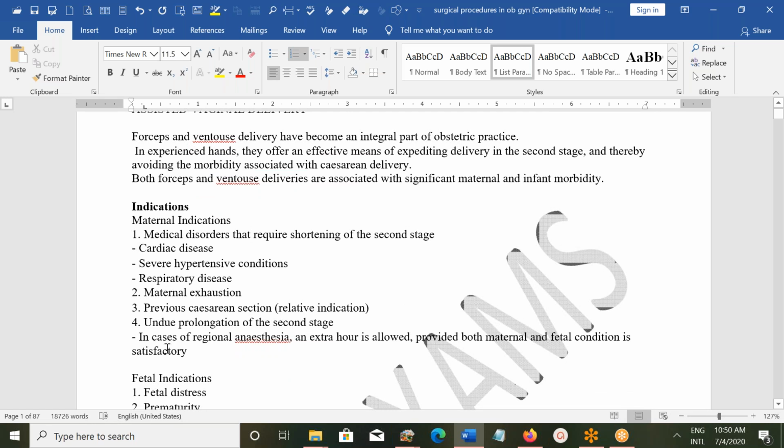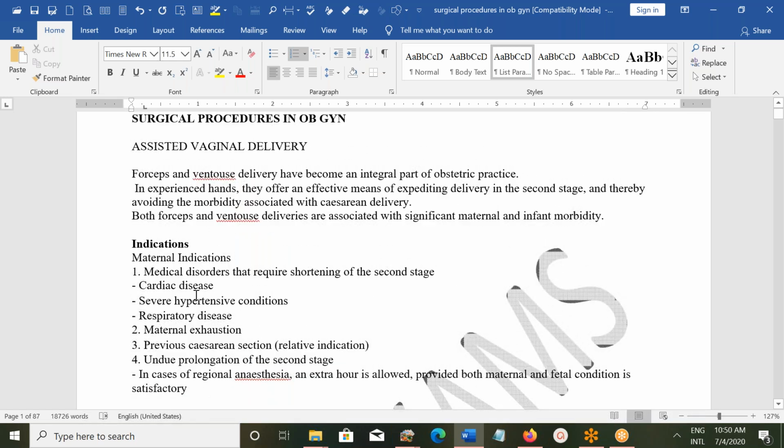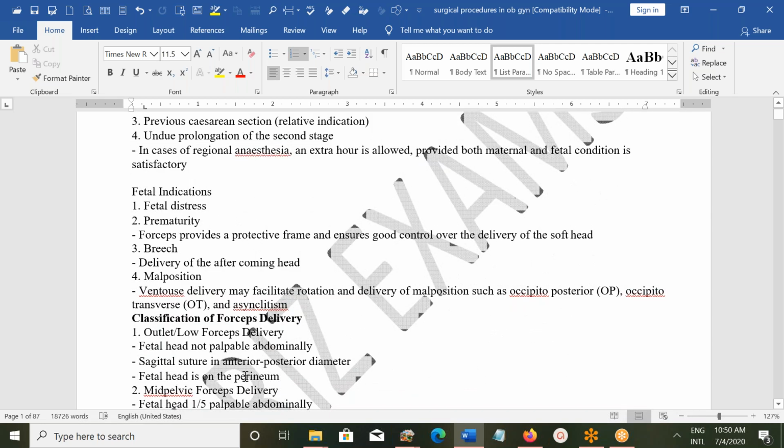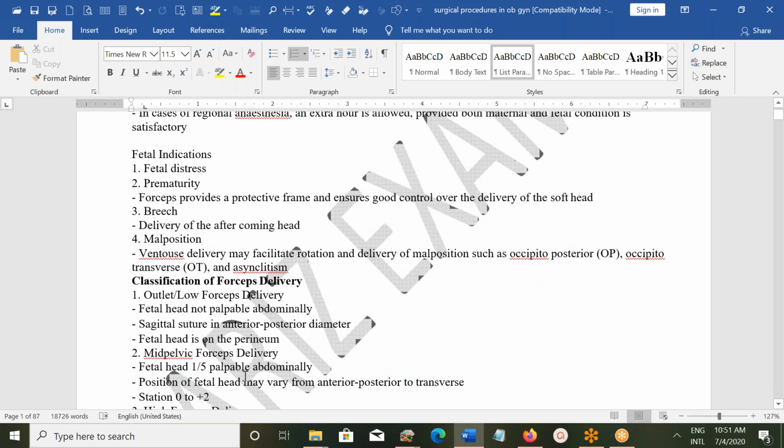Indications can be maternal or fetal. Maternal indications are if she has medical disorders that require shortening of the second stage of the labor, like cardiac disease, class 3 or class 4. Then if she has severe hypertensive conditions or respiratory conditions. Then maternal exhaustion, previous cesarean section, which is a relative indication, and undue prolongation of the second stage of the labor. In cases of regional anesthesia, an extra hour is allowed, provided both mother and fetal condition is satisfactory. Then you can continue without offering the instrumental delivery.